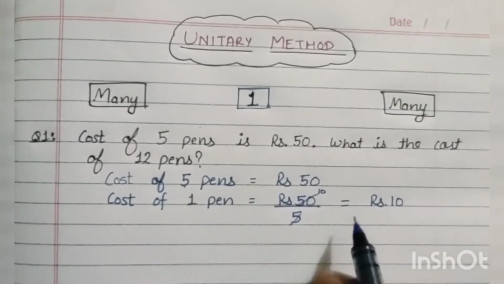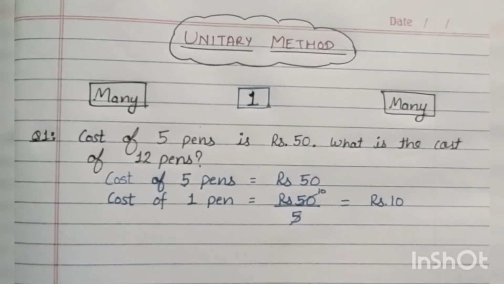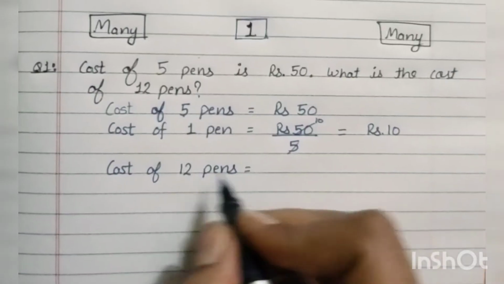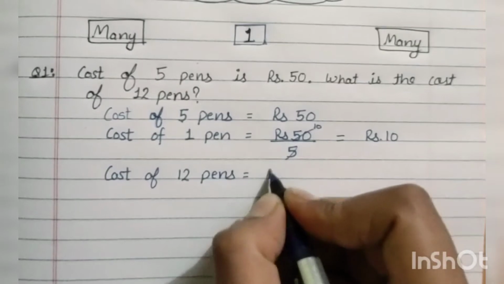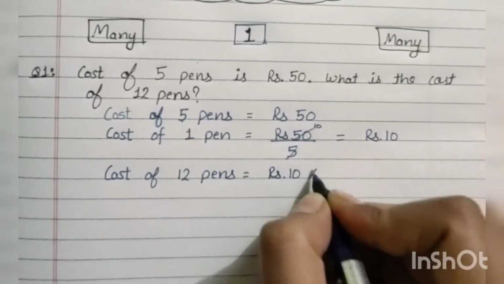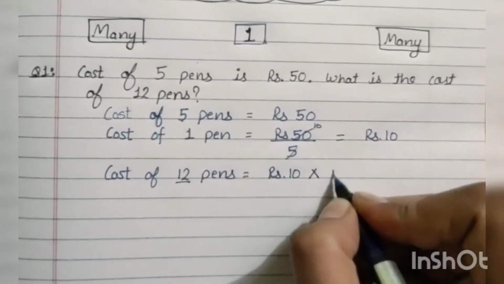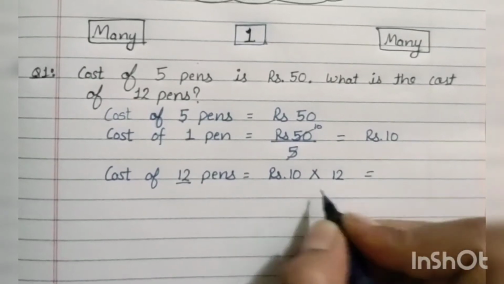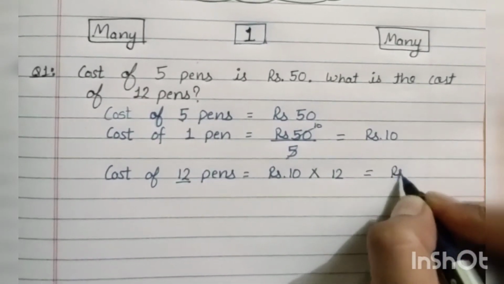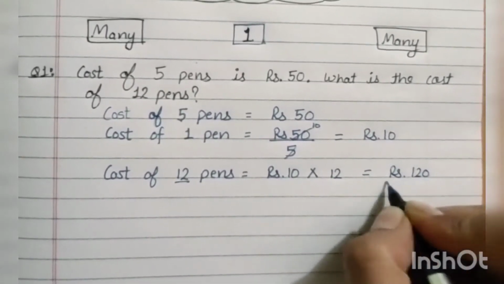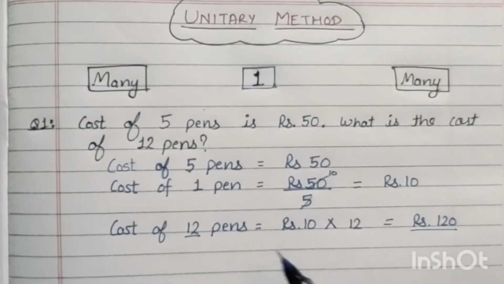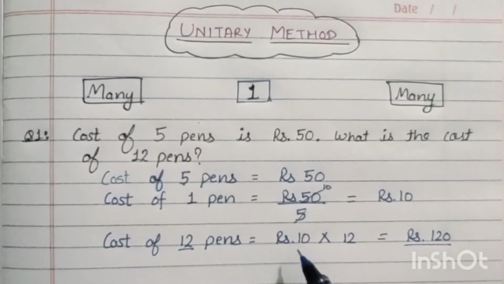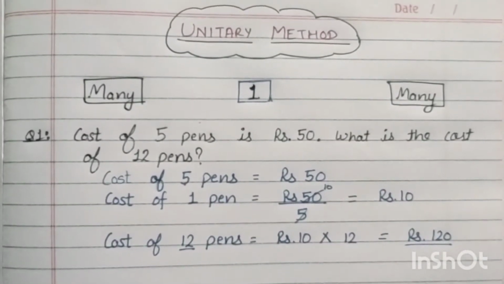Now we use this data to find out the cost of 12 such pens. So the cost of 12 pens must be this rupees 10 multiplied by 12. So 12 tens are 120. So the answer is rupees 120. This one is the basic method that we have been using for a long time.